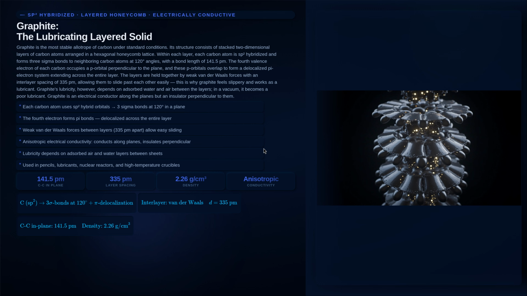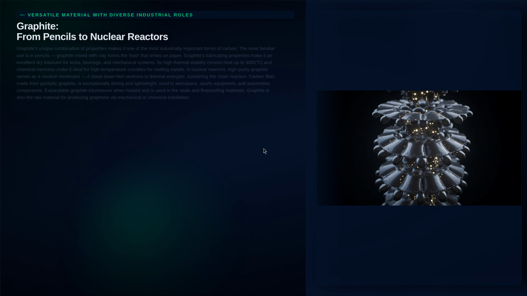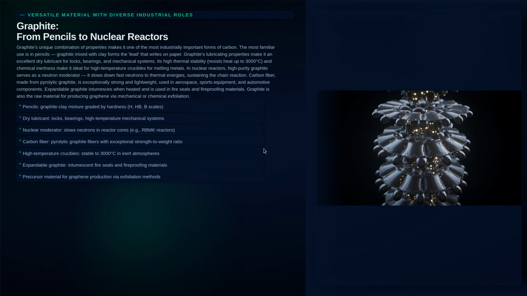The 4th electron of each carbon occupies a p orbital that overlaps to form a delocalized pi electron system. These pi electrons are free to move, making graphite an electrical conductor along the planes. The layers are held together by weak van der Waals forces, allowing them to slide past each other easily. Graphite's unique properties make it incredibly useful.